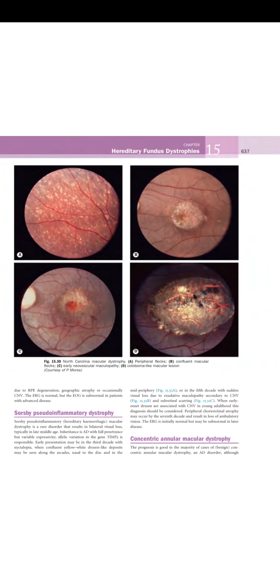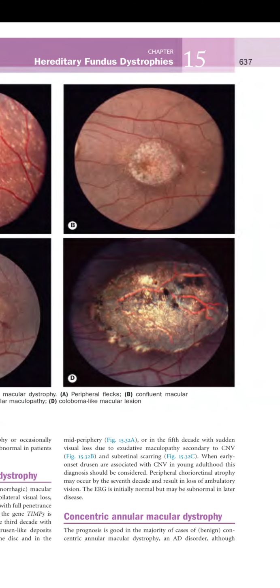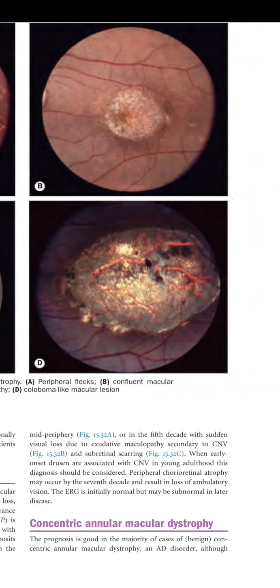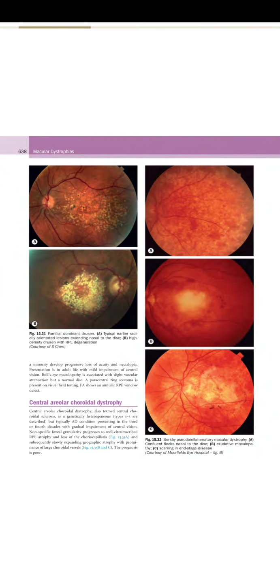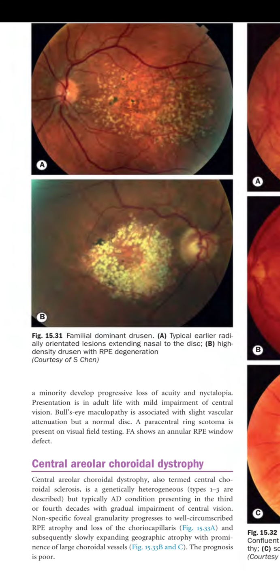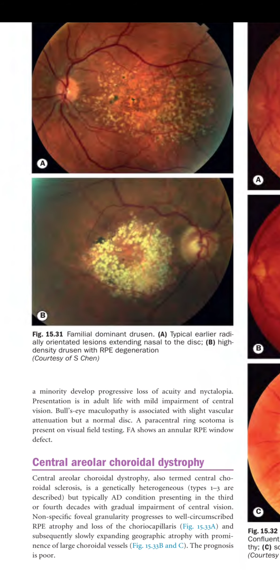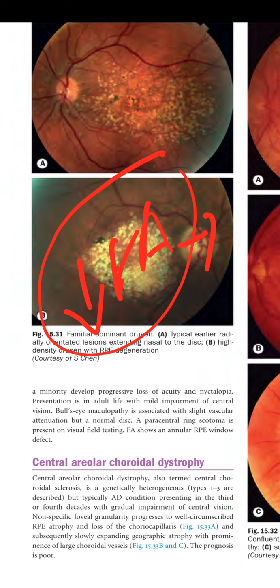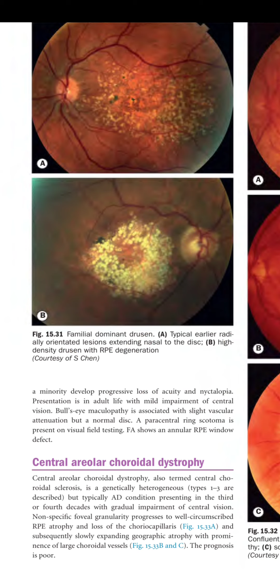Next is benign concentric annular macular dystrophy. The prognosis is good in the majority of cases of benign concentric annular macular dystrophy, an autosomal dominant disorder. So it is an autosomal dominant disorder, although a minority may develop progressive loss of acuity and nyctalopia. So it results in progressive loss of visual acuity, and there will be night blindness. So this is associated with bullseye maculopathy. It is one of the diseases that is associated with bullseye maculopathy.